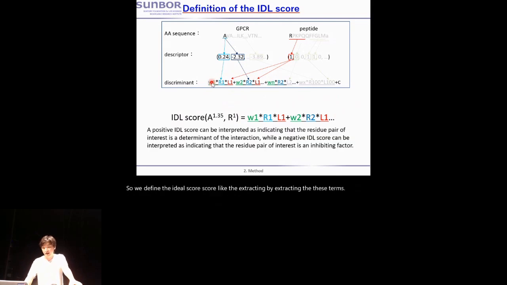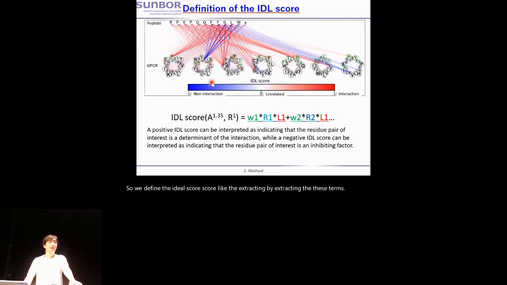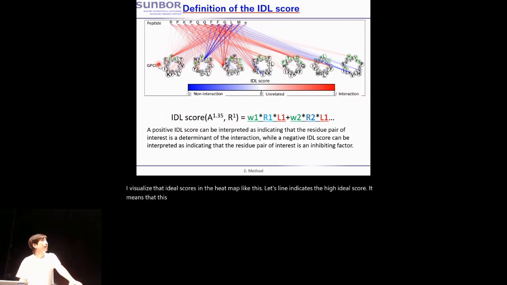And I visualize the IDL scores in a heat map like this. Red indicates a high IDL score. It means that these residue pairs contribute to the interaction, and the blue contributes to the non-interaction.